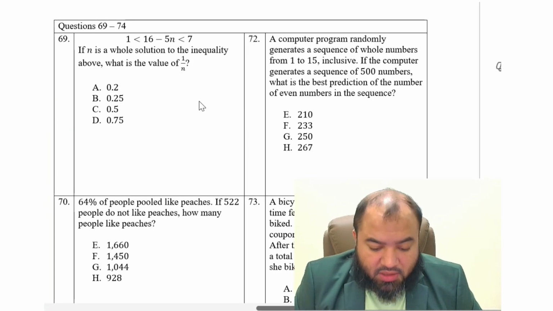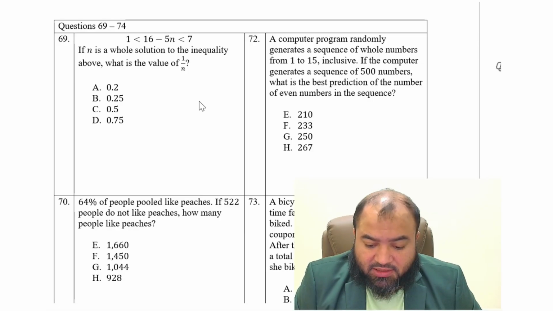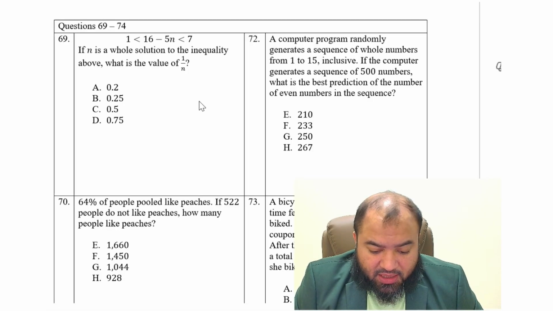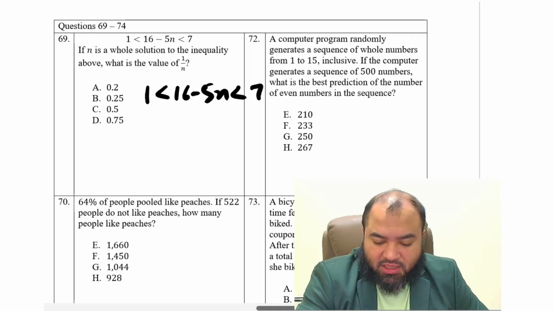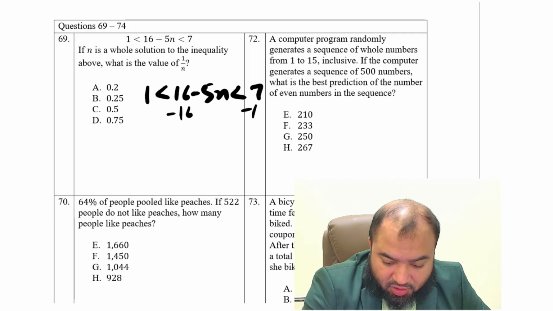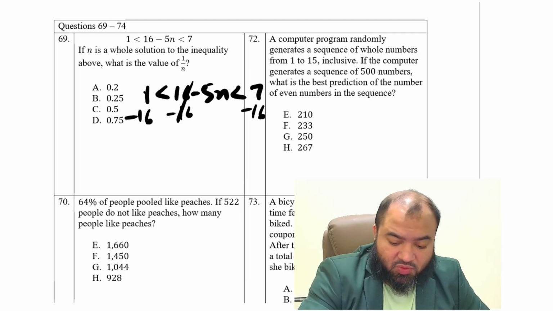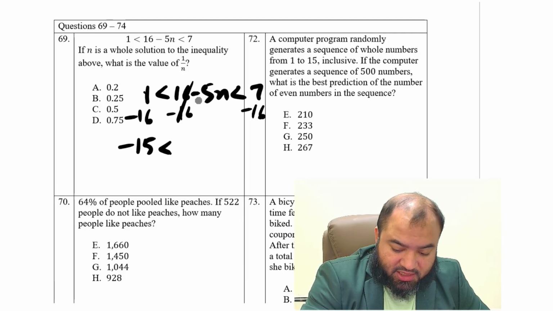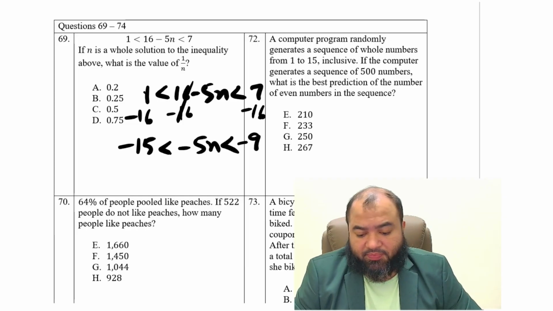Okay, number 69. All these questions are excellent. You should practice the ones on the screen. So here it says 1 < 16 minus 5n < 7. It's like solving an equation. So I can subtract 16 from all 3 sides. 1 minus 16 is negative 15. I have negative 5n here. 7 minus 16 is how much? Negative 9.